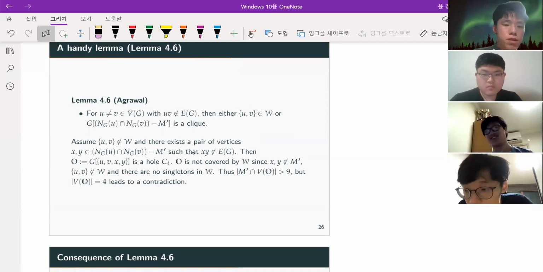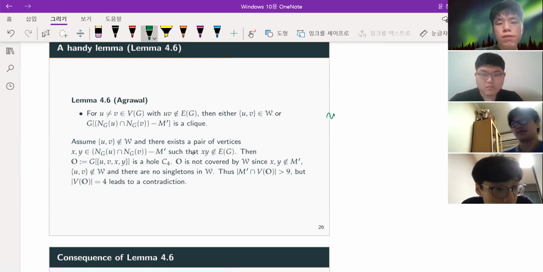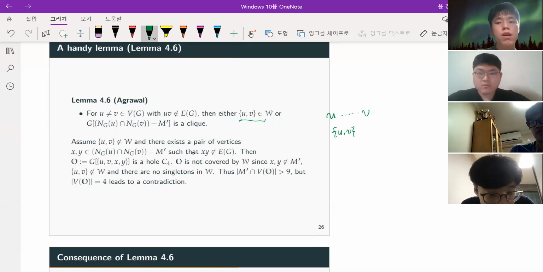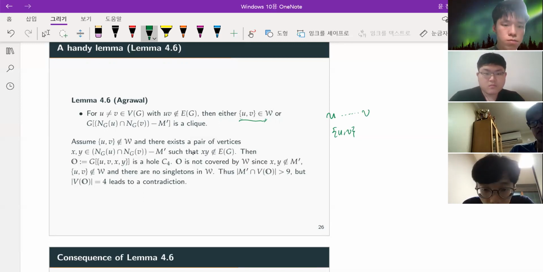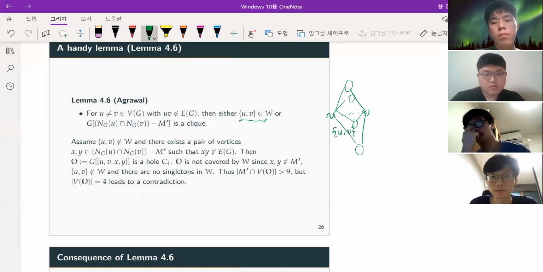So the lemma states that for any distinct non-adjacent vertices U and V, and UV is not covered by W, note that it is equivalent to non-covering, since there are no singletons in the family W, then the set of common neighbors of UV, excluding the module M prime, forms a clique. So common neighbors form almost a clique.